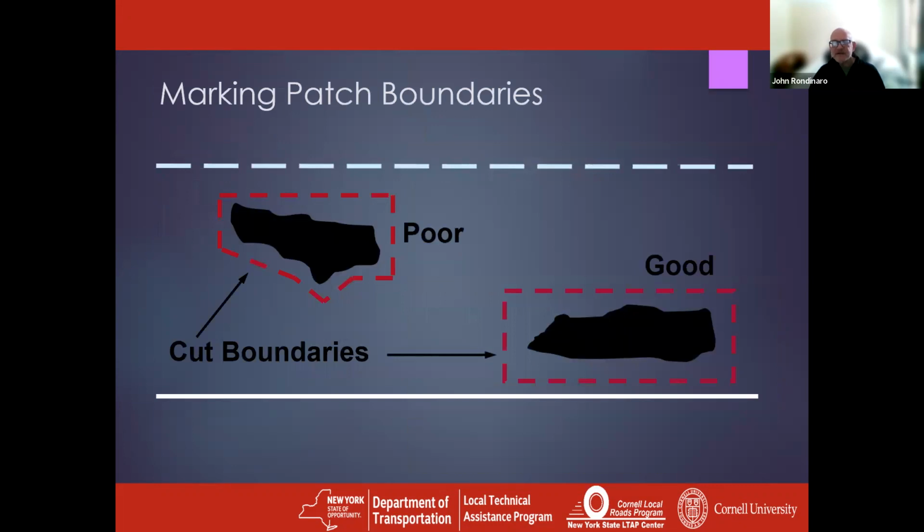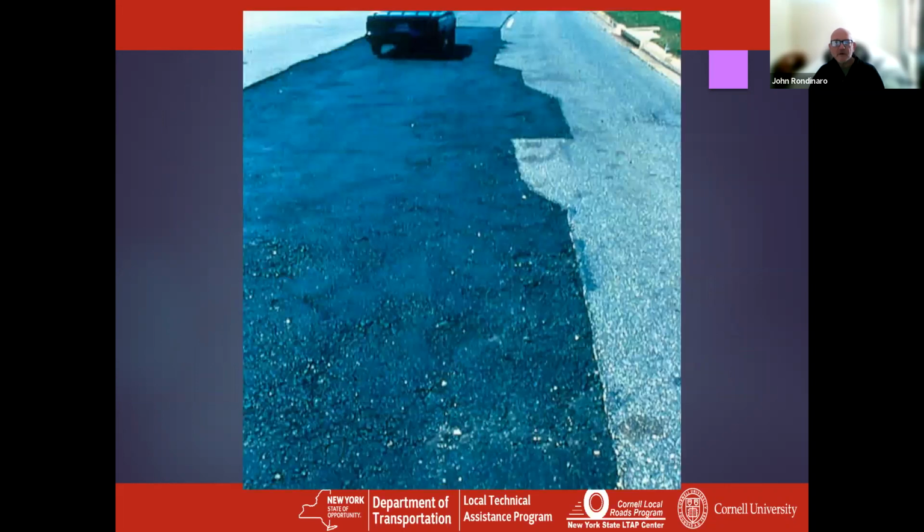You want to be cutting a rectangular boundary. You don't want to be trying to follow the edges of the distress, because every time you put a corner in, you're introducing a weak spot, and all those jogs are real difficult to compact. And I know they were trying, but in the end, this is just not the way you should do it. You should square it right off.